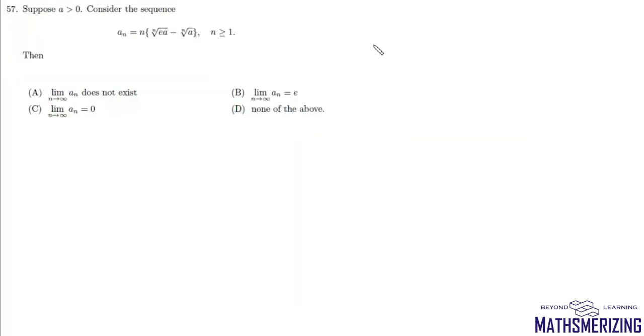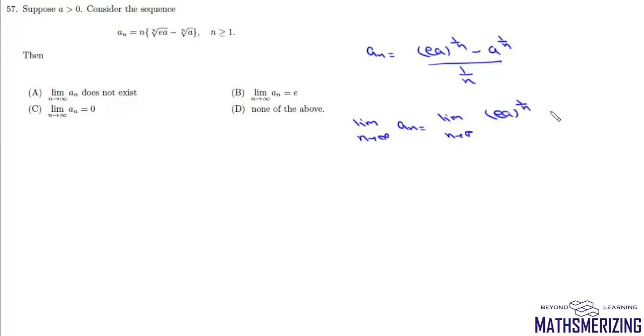Now question number 57 is: consider the sequence a_n, and it is (e^(a/n) minus a^(1/n)) upon 1 by n. Now we need to find this limit, which is limit n tends to infinity a_n. So we can write this as limit n tends to infinity of (e^(1 upon n) minus a^(1 upon n)) upon 1 by n.